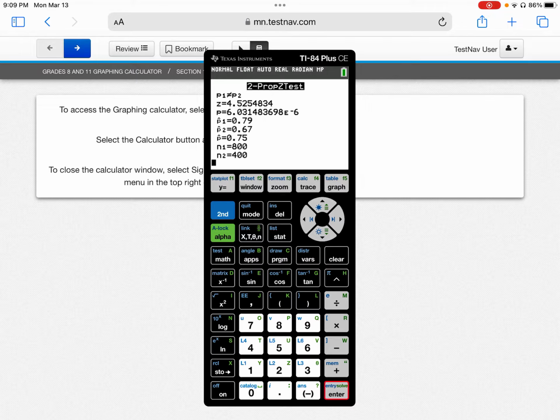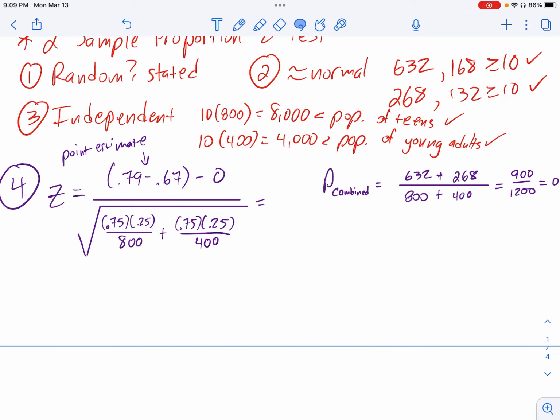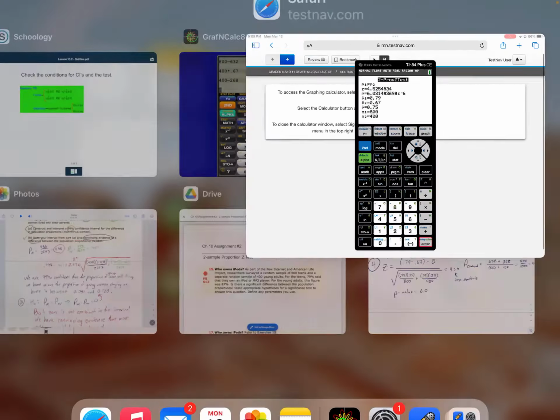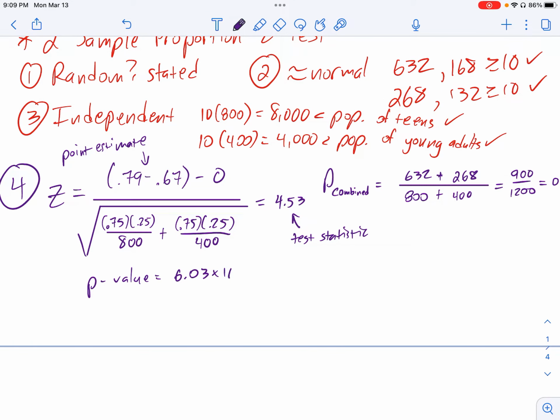So 4.5, let's round that to 3. Okay, that is my test statistic. And my p-value, well, it was like 6.0. It was practically nothing. What was it again? 6.03, that's what it was, times 10 to the negative 6, which is 0.000006, count them with me, 1, 2, 3, 4, 5 zeros before 603. So for all practical purposes, it is nothing.